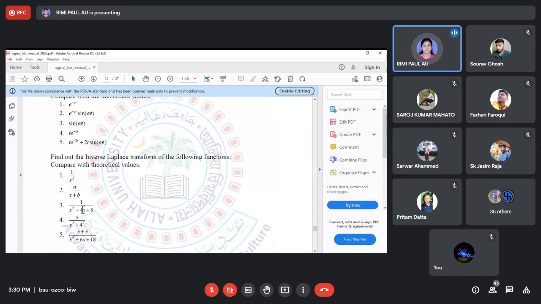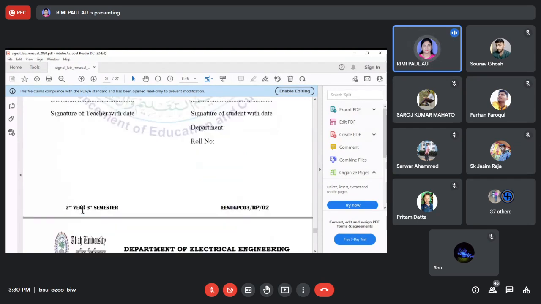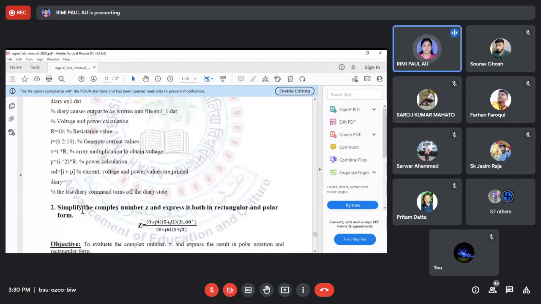But whenever the Laplace transform is completed, you will solve this problem, both Laplace and inverse Laplace transform, and again you will submit this copy. That is the two things. And experiment number 7 is not required right now.